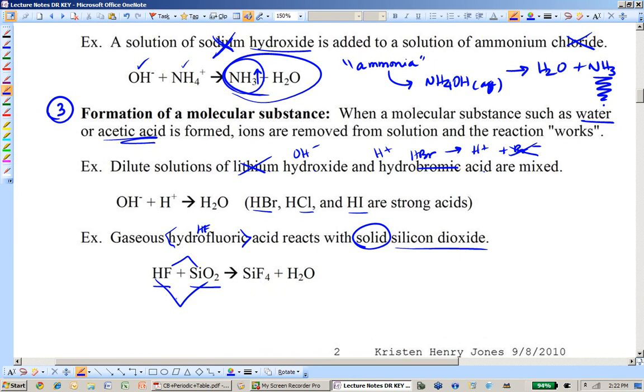And then when hydrogen and oxygen get together, we make our good buddy water. Don't be afraid to make water. Water shows up in a lot of these equations as either a reactant or a product.